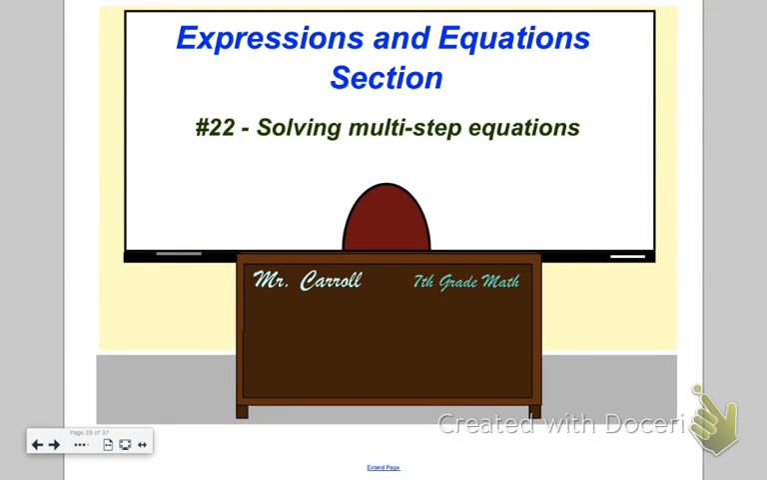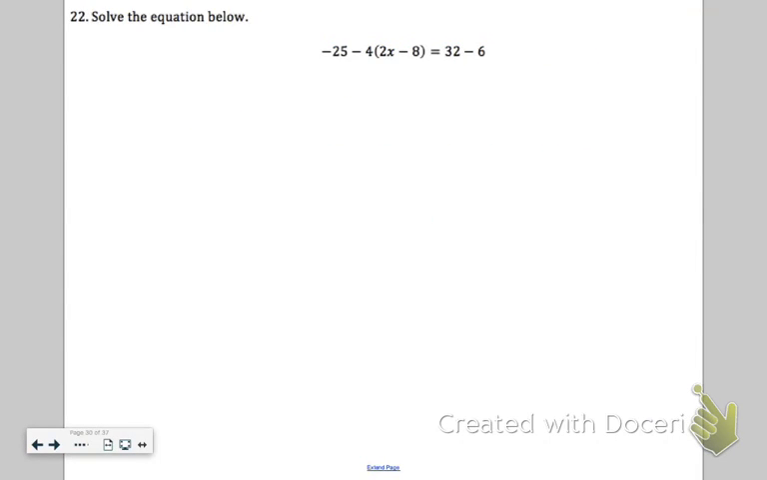Alright guys, let's check out a multi-step equation. So this is kind of putting together the last two sections where we're simplifying expressions and solving equations. The first thing we want to do is clean up both of our sides. We don't want to deal with inverse operations until our left side and our right side are both simplified.